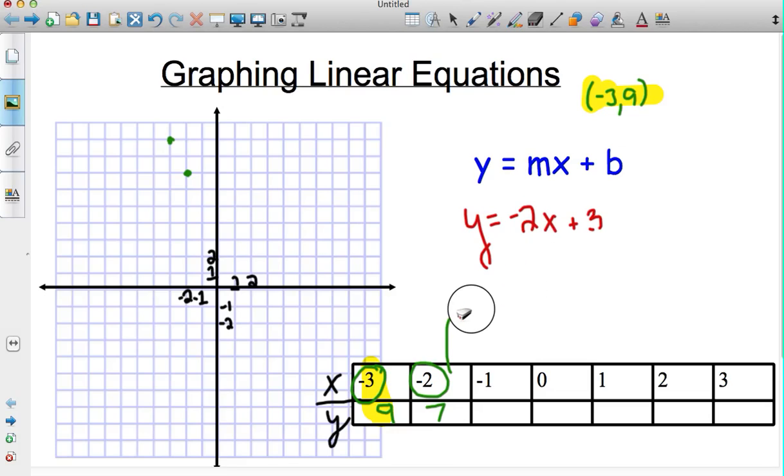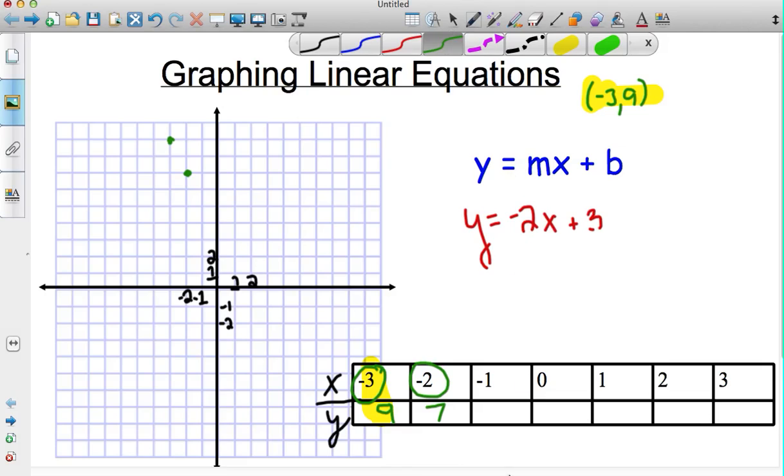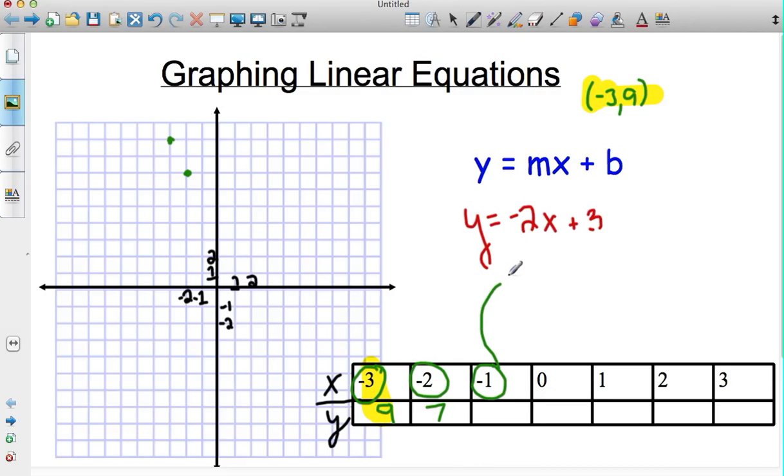And next point. Can you guess? Negative 1, then we're going to put that in for x. And some of you might be noticing a pattern right now. Here we go. So y is equal to negative 2 times negative 1 plus 3.